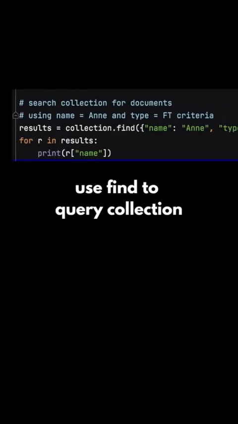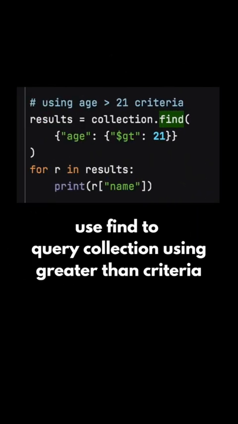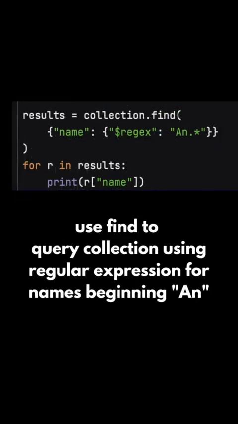You can query a collection by using the find method. You pass in the criteria in JSON format. Here we're passing in an age. You can then loop through the results. This find statement is searching for documents with age greater than 21. You can also use a regular expression. This find statement is looking for names beginning with the letters AN.